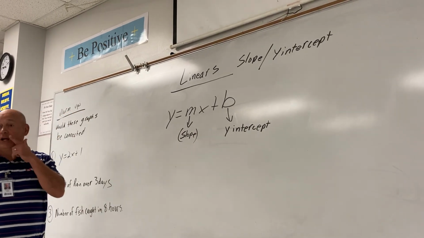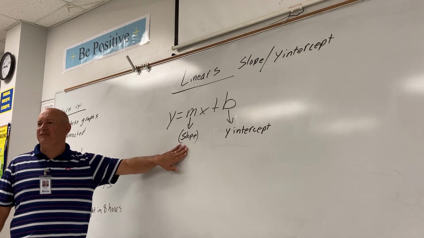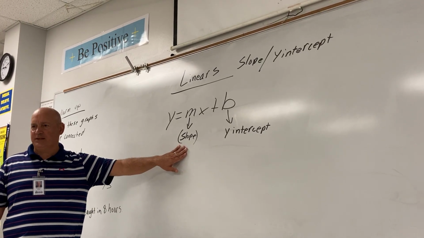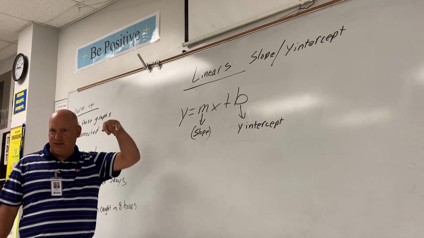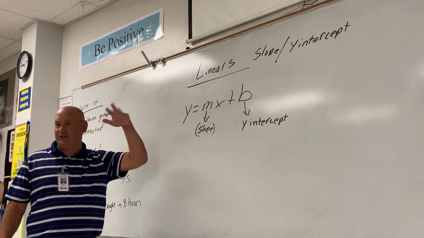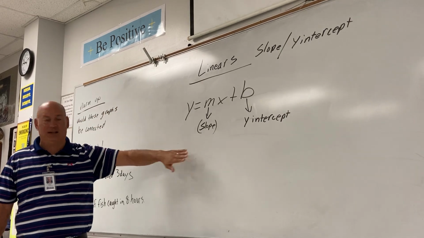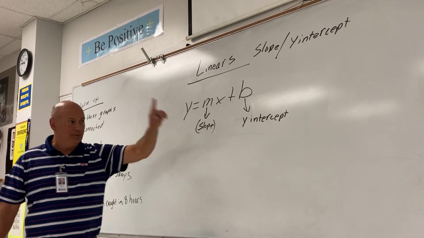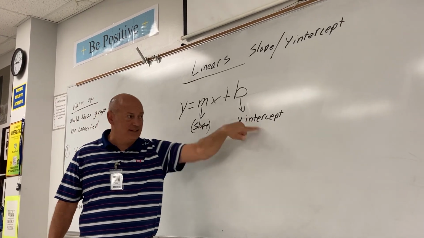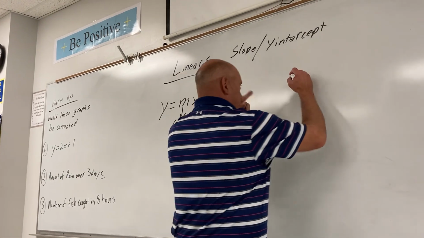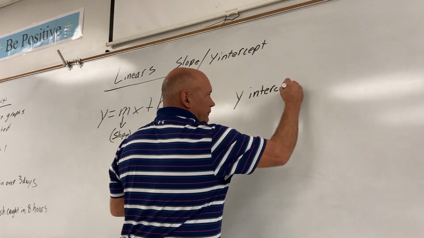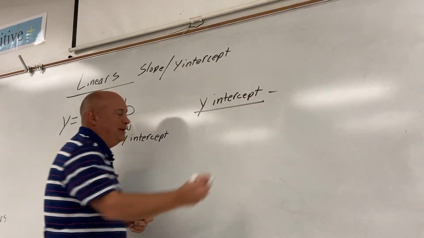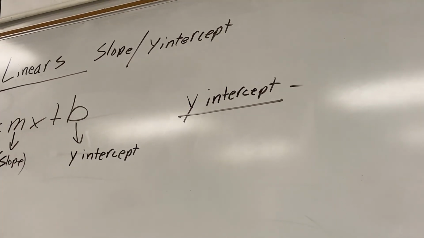All right. Question so far? Now we've already talked about how to find the slope. We had a whole lesson on that. Rise over run. Change in y over change in x. y2 minus y1 over x2 minus x1. We're not going to review that because you already know that. We haven't talked about this yet. Let's give this a definition. Does anybody know what the definition is of the y-intercept?